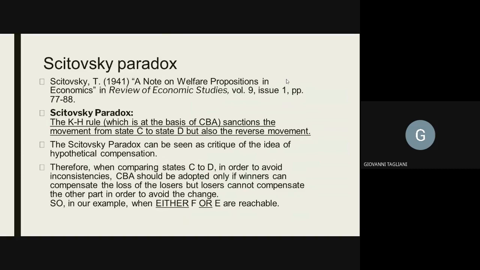But in order to avoid it, we need to impose that it is only the winners that can compensate the losers, so only the active direction of the project, but not the reverse. This way, it is only one of the two compensation states which is reachable, and therefore the project is acceptable. We can avoid the Scitovsky paradox because only one movement is acceptable. I now leave the word to Massimiliano.